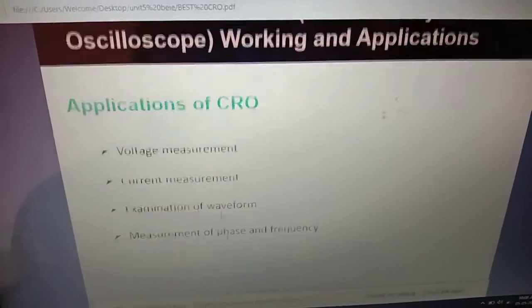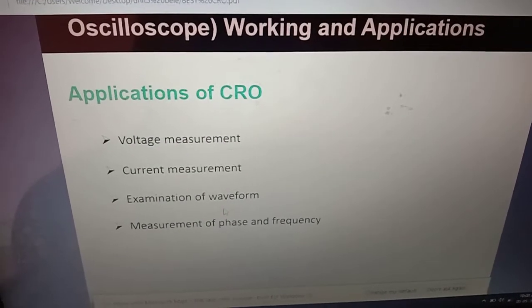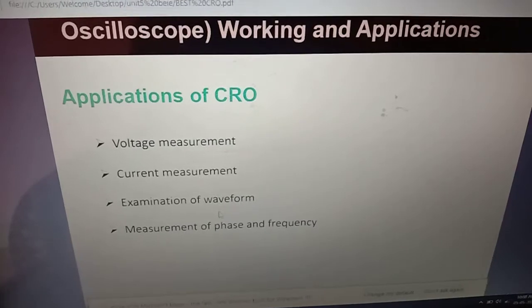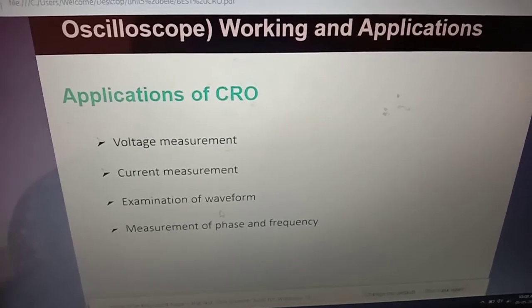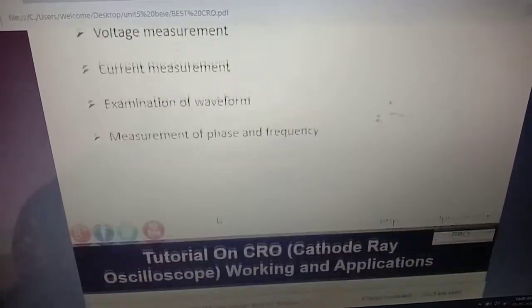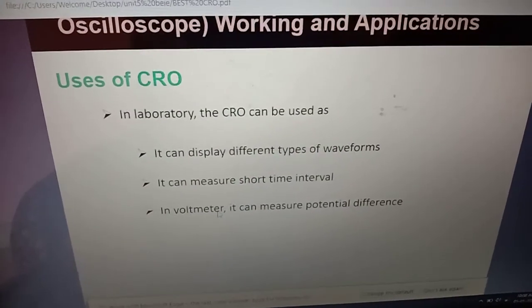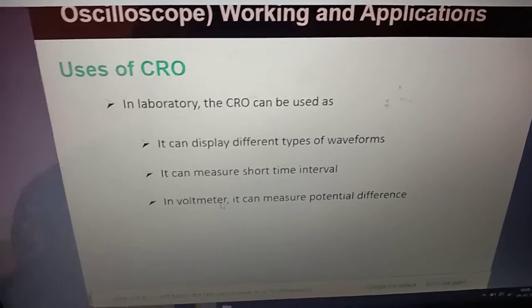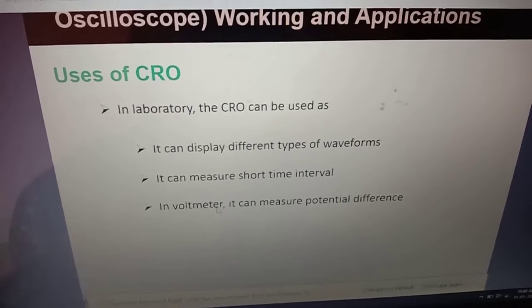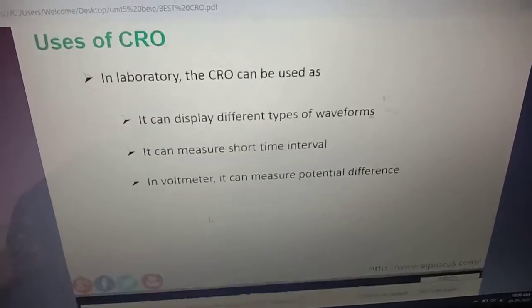So what are the applications of CRO? The applications are voltage measurement, current measurement, examination of waveform, and measurement of phase and frequency. So what are the uses of CRO? It can display different types of waveform. It can measure short time intervals. As a voltmeter, it can measure the potential difference.